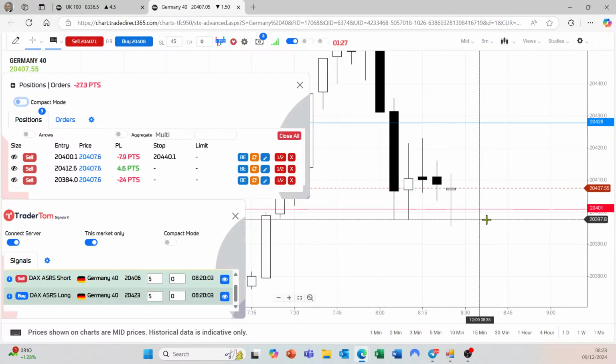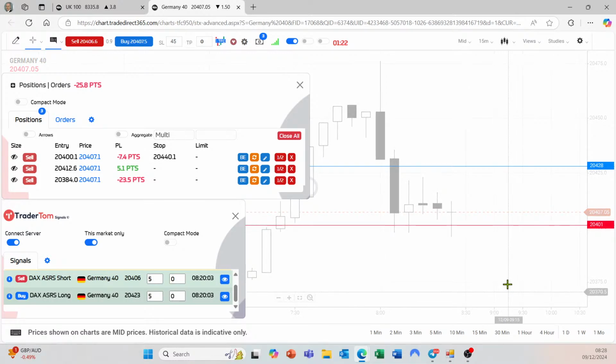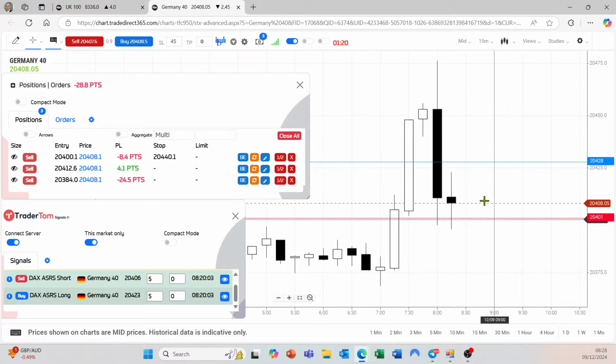Buyers are coming in under the lows. It's always a risk, but it's a pretty negative open. I know it's a gap up, but there haven't been any buyers.